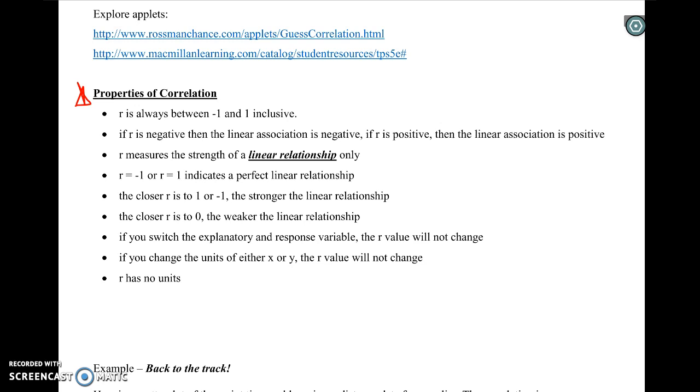If R is 1 or -1, then it's a perfect linear relationship. If R is close to 1 or -1, then that means you have a strong linear relationship. And if R is close to 0, then it's weaker. If you switch the explanatory and response variables, the R value will not change. So let's explore that a little bit.